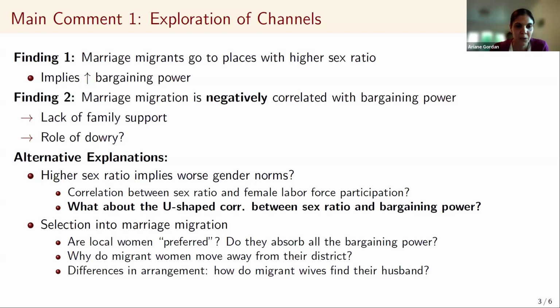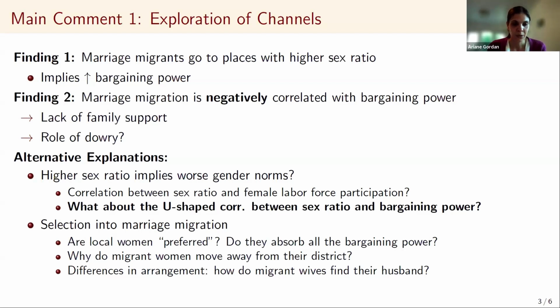And then I was also wondering about this finding you have of the U-shaped correlation between the sex ratio and bargaining power, where you find that the more skewed and the less skewed districts relative to the middle are related to a lower bargaining power. So I was wondering if that also goes into that explanation, or how that relates to the explanation of the correlation between sex ratio and bargaining power being positive.